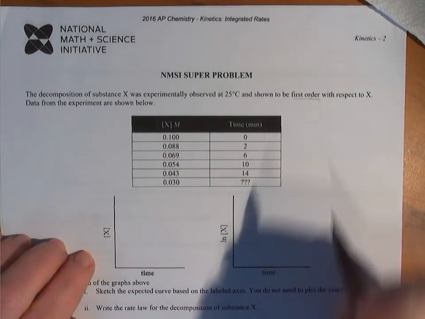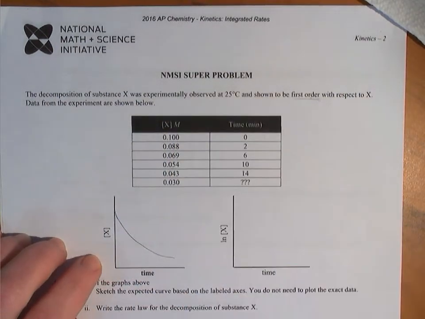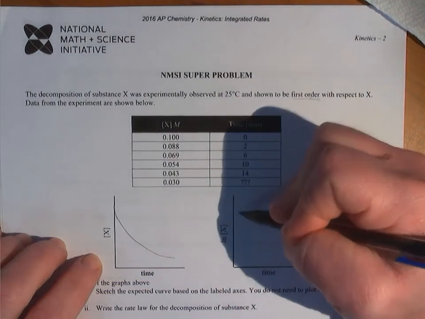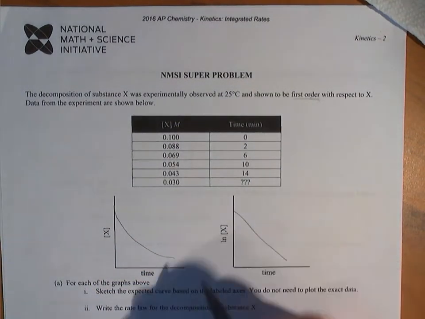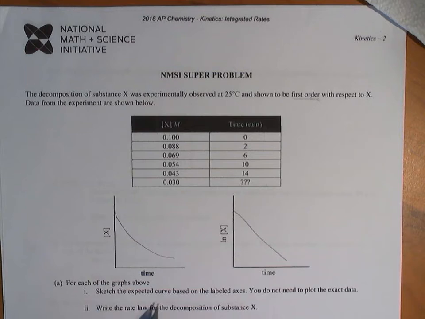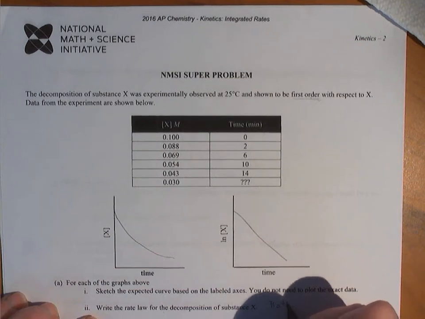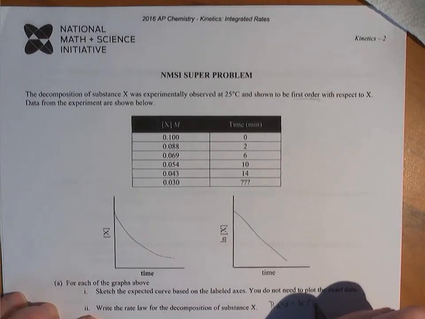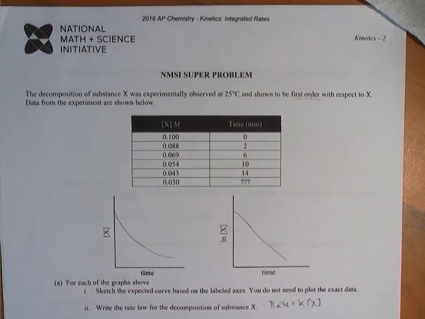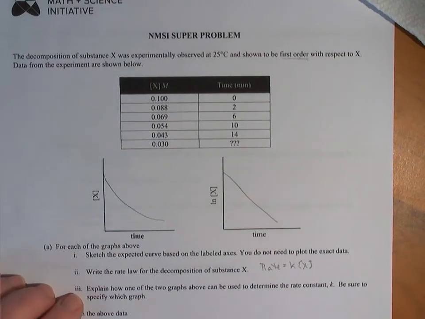Okay, so first order we know is going to be curved like that, but the natural log graph will be linear. Now don't worry, they're just asking for a sketch, so they're not expecting us to know the slope and that kind of thing. You do not need to plot the exact data. Okay, write the rate law. It's first order, and it's okay, we understand that to be an exponent of 1.